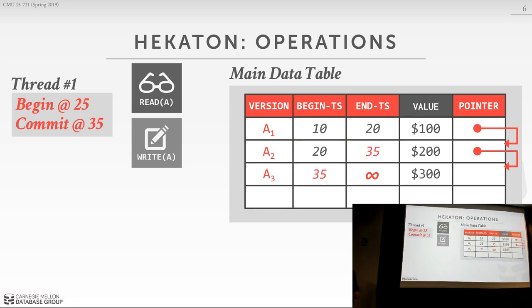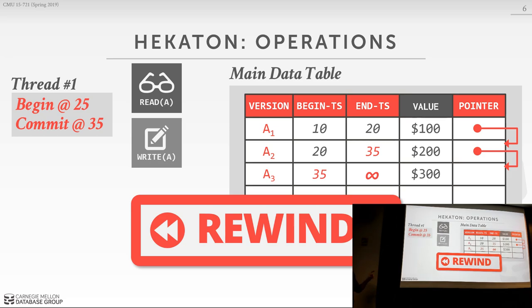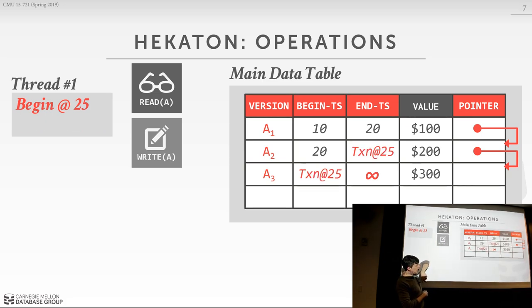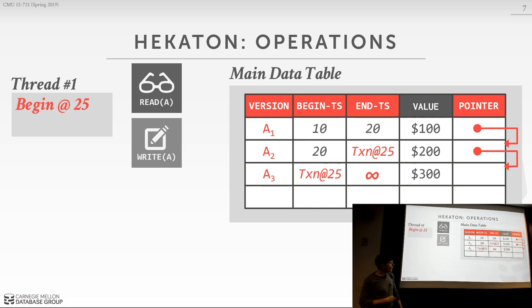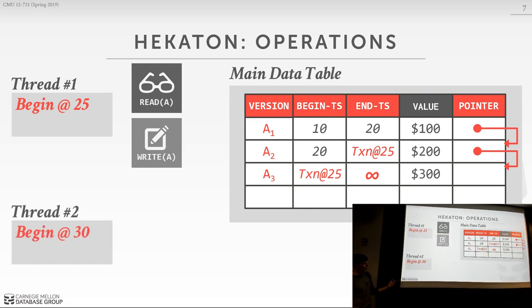All right, so let's rewind now. I don't know how else to convey that we're going to go back in time. We're going to roll back our example to before we try to commit, and we're going to introduce another transaction. So again, we got rid of the commit. We roll back these timestamps to be our special begin timestamp for this transaction. And now another thread comes along, and he wants to start a transaction at timestamp 30.